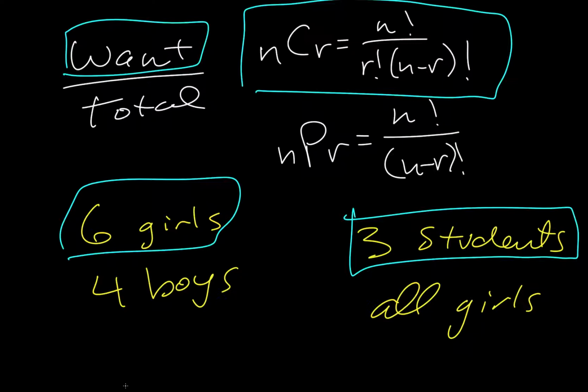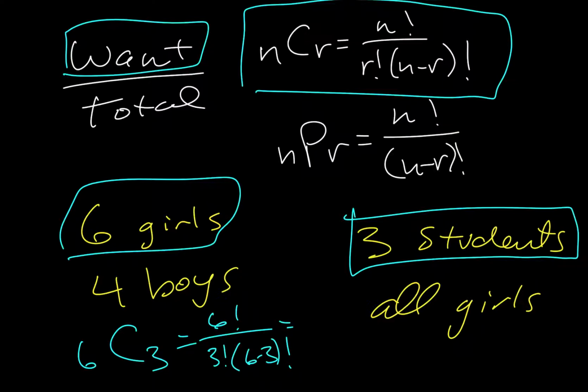Now, there are 6 girls total, combination, and we're choosing 3. So we're going to say 6 factorial over 3 factorial, 6 minus 3 factorial. So that's going to be 6, 5, 4, 3, 2, 1 over 3, 2, 1, 3, 2, 1. I can extend that a little bit.